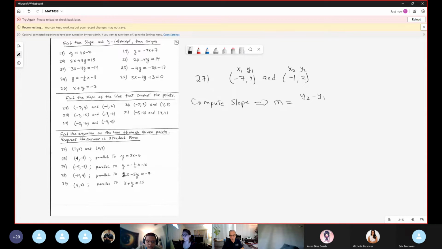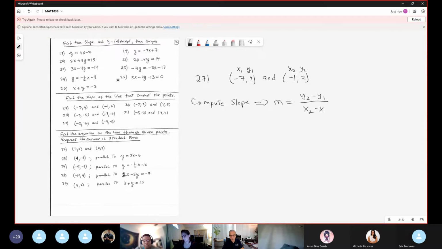The formula for the slope is y2 minus y1 divided by x2 minus x1. y2 is 2, y1 is 4, x2 is -1, no, -7, sorry, and x1 is -1. But sorry, I made a mistake. x2 is -1 and x1 is -7. So, double negative is positive. On the top we have -2, and on the bottom we have 6 positive. It's -1/3. This is my slope.